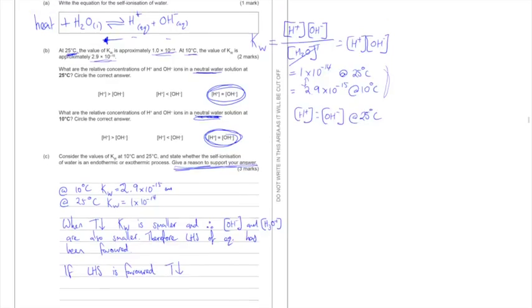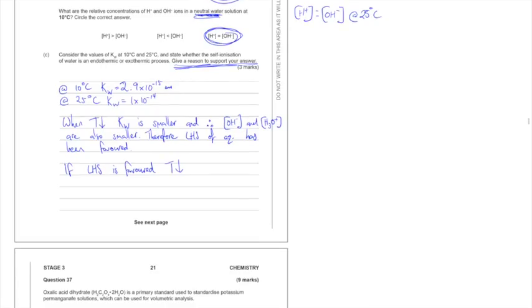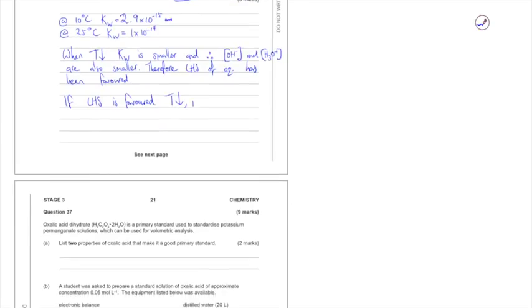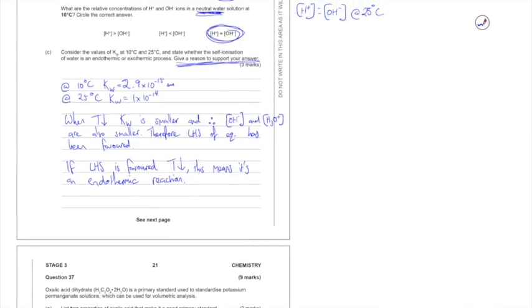And that means if my temperature, of course, is on the left-hand side, this means it's an endothermic reaction. Double check that I've answered the question. Consider the values. State whether the self-ionization of water is an endothermic or exothermic process. I've said right at the end it's an endothermic reaction. Give a reason. I did.